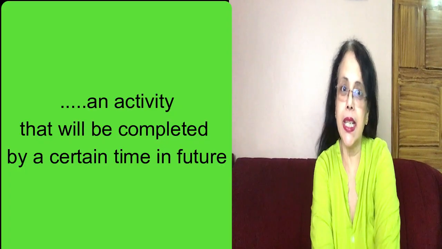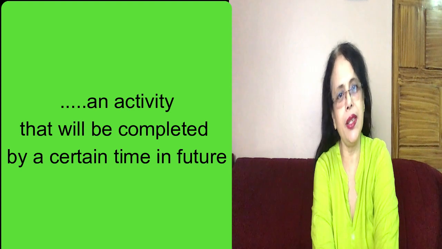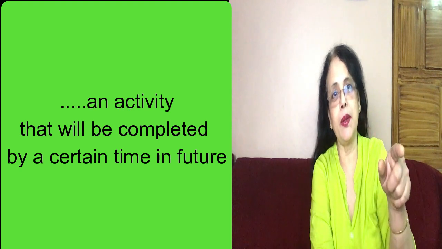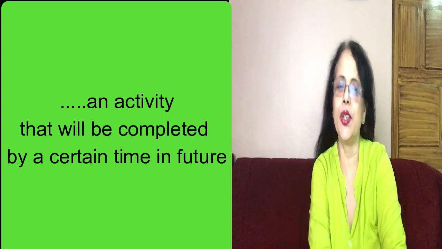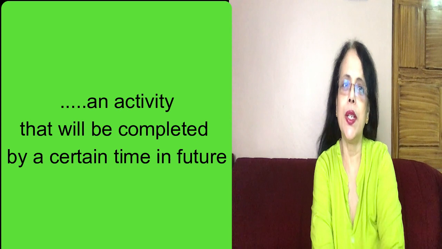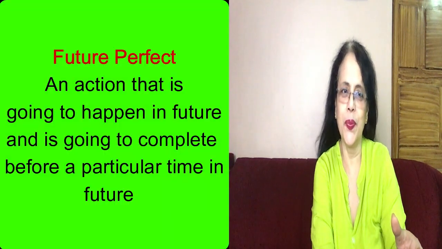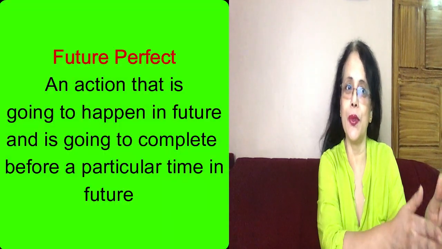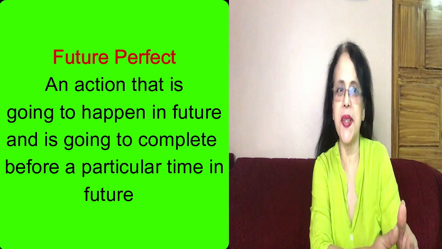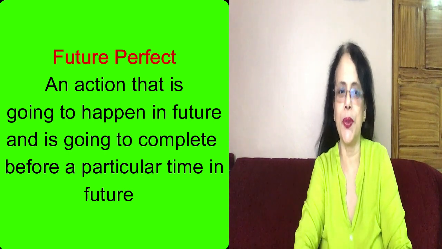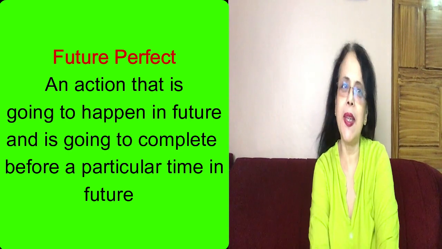So, what is future perfect tense? Future perfect tense is a tense which talks about an activity that will be completed by a certain time in future. That's future perfect tense. Did you get it? Like, you are talking about an action that is going to happen in future, but before a certain time. Is it clear? So that is future perfect tense. Am I clear to you? Let's see some more examples.